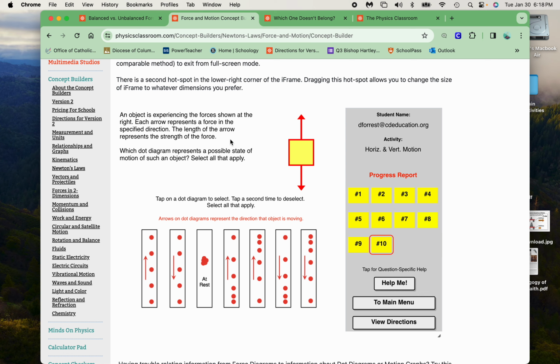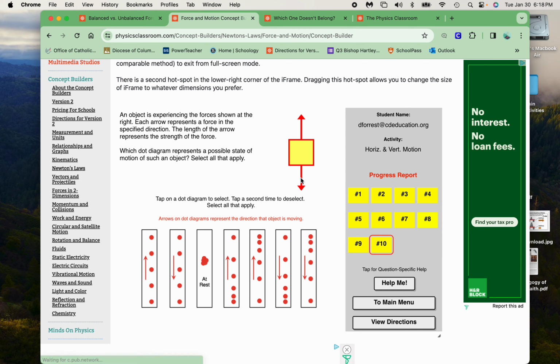Each arrow represents the force in a specified direction. The length of the arrow represents the strength of the force. Which dot diagram represents a possible state of the motion of the object? Select all that apply. So these look like balanced forces. That means the object could either be going at constant velocity or be at rest.